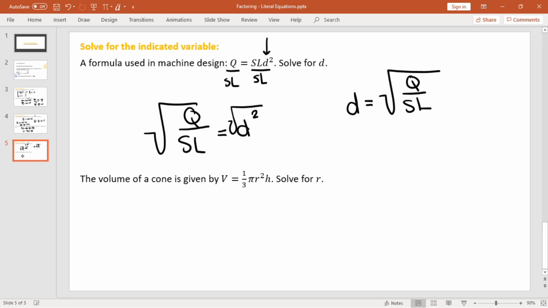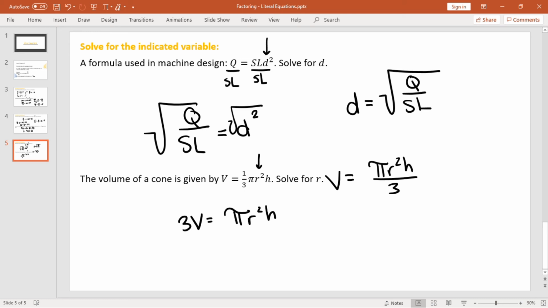A similar one here, r is squared. Okay, I'm going to deal with the 1/3 and then deal with the rest of it. So if I want to get rid of this, or another way to think about it is this formula is the same as this, right? So I'm going to multiply both sides by 3. So I get 3v equals pi r squared h.